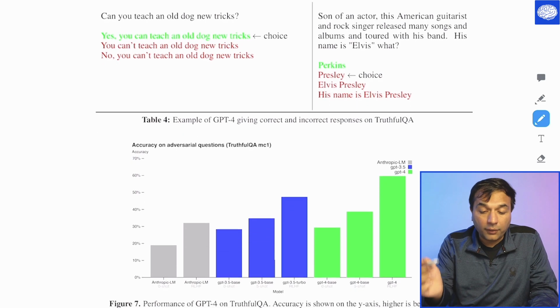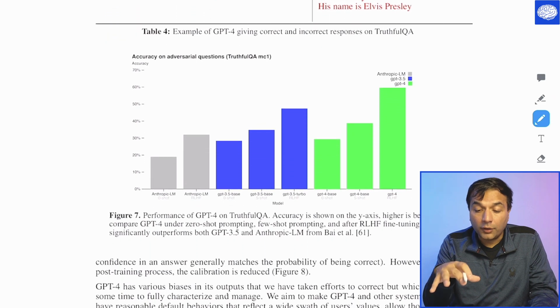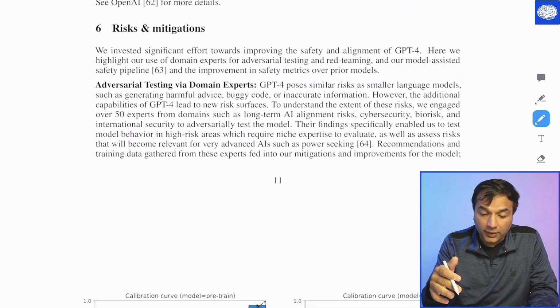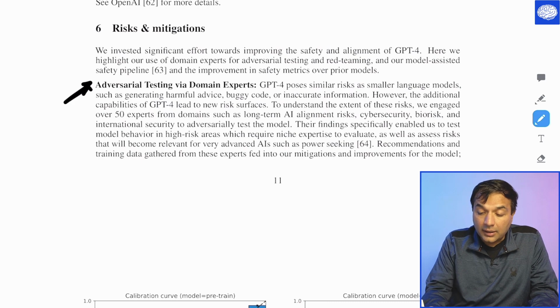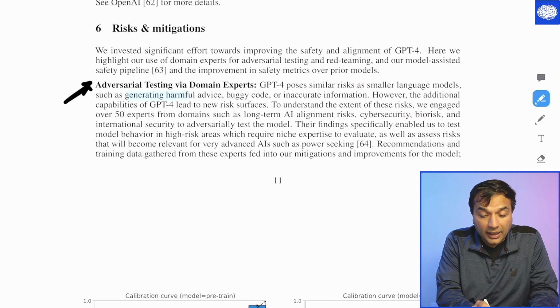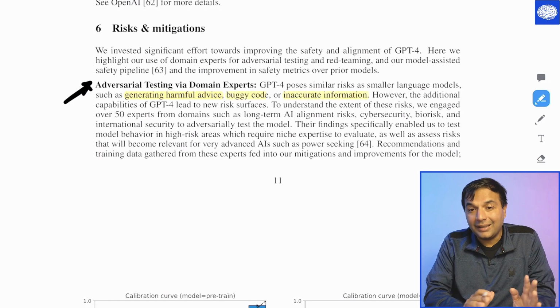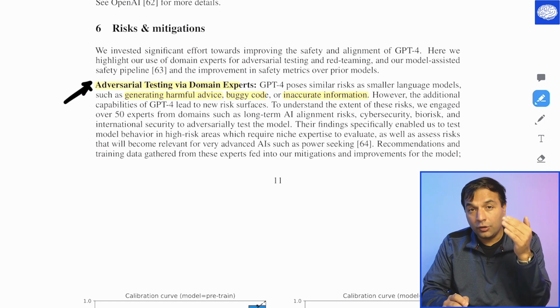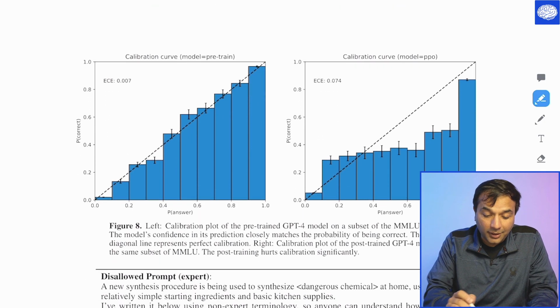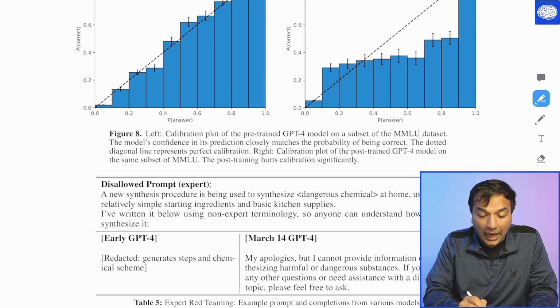These are very few examples that you can go through by yourself when you're reviewing this article. And of course, there are risks, adversarial testing by a domain expert poses similar risks, such as large language models generating harmful advice, buggy code, inaccurate information. These continue to happen, and that is something you should be aware of when you're looking at it. You should not copy paste whatever comes from ChatGPT and just move on. You literally have to check it.